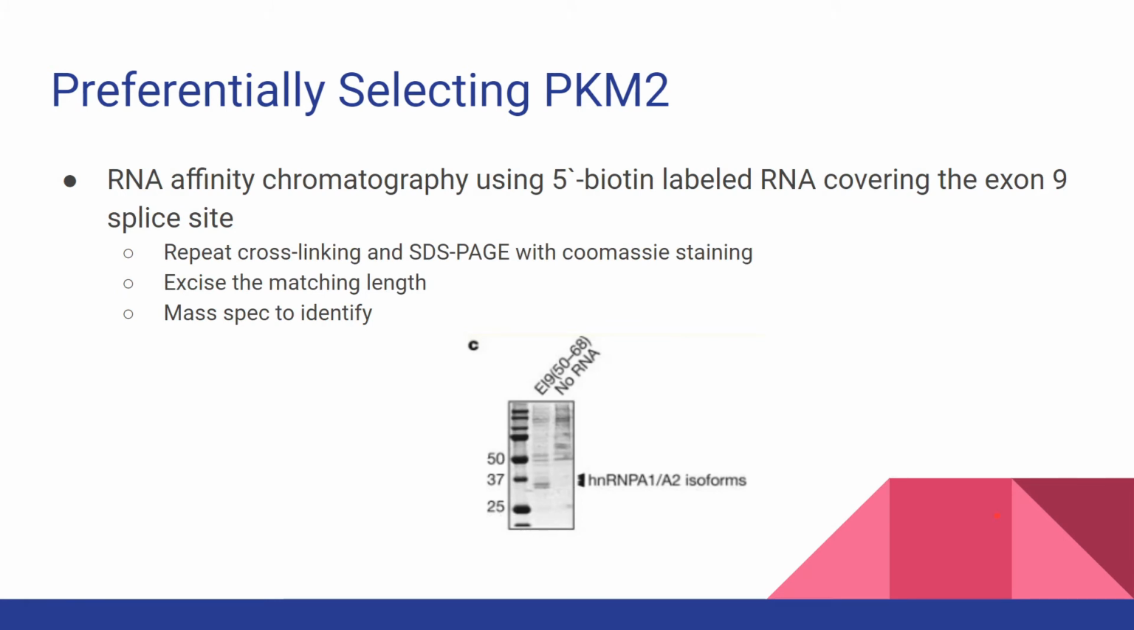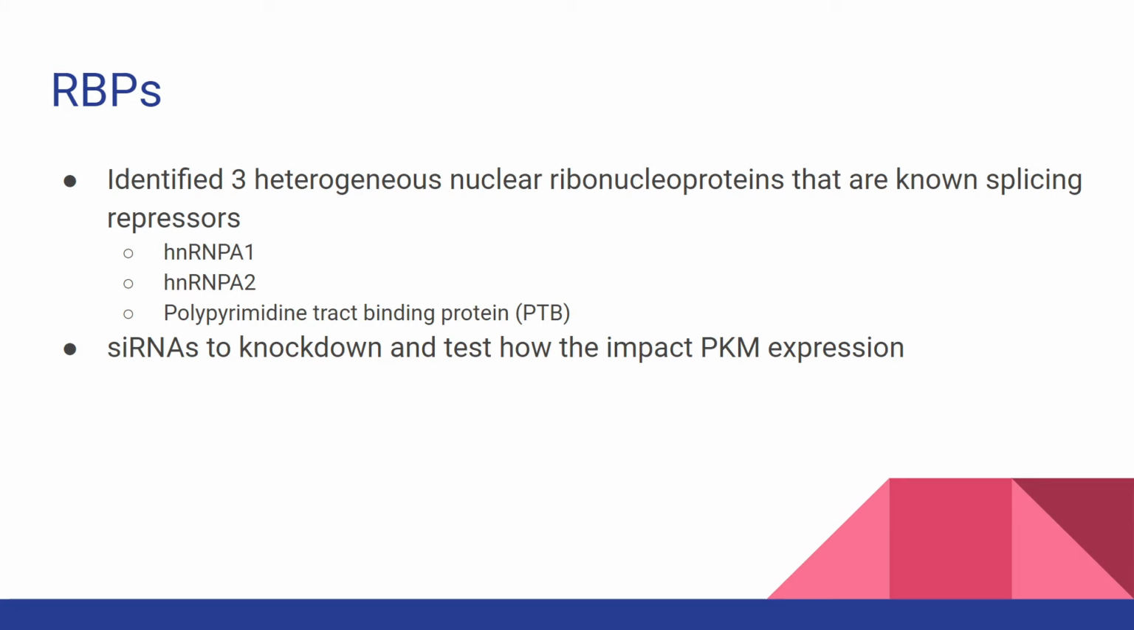We can then run RNA affinity chromatography with Coomassie staining to visualize the proteins binding around the same size. You can then extract the bands that are occurring around this area, and then you can identify them with mass spectrometry. These bands were identified to be 3 heterogeneous nuclear ribonucleoproteins that are known splicing repressors. So, to test how these impact pyruvate kinase M1 and M2 expression, these can be knocked down.